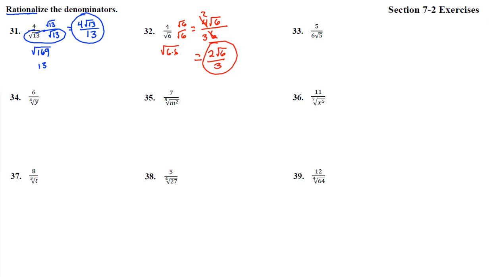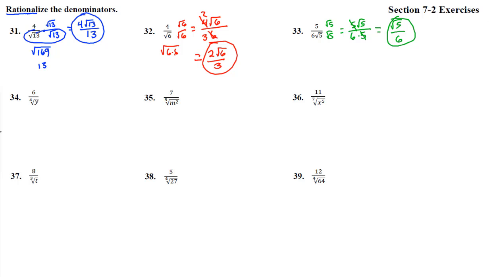All right, the next one. We don't need to worry about that 6 part. We just need to take care of the square root of 5, so multiply by square root of 5 over square root of 5. So we get 5 square roots of 5 over 6 times 5. And can you see this? That 5 now cancels with that 5. 5 square roots of 5 over 30 simplifies to square root of 5 over 6.